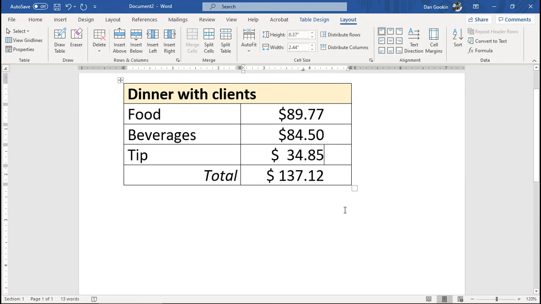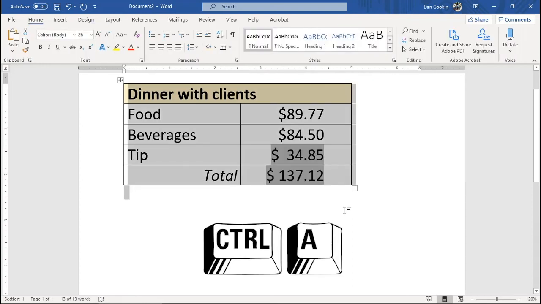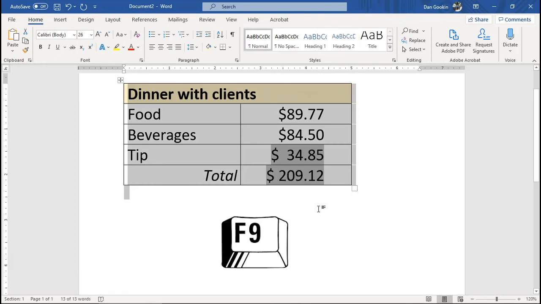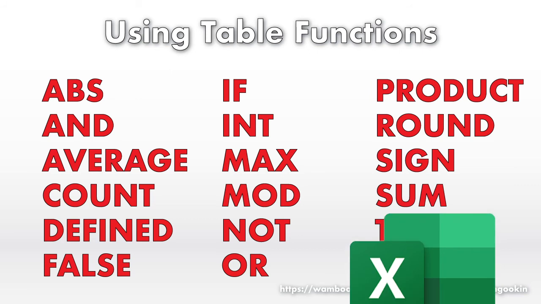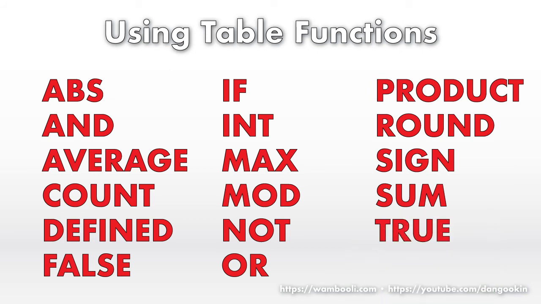Now, to update all the fields in the entire document, press Ctrl-A to select all the text, and then press the F9 key to update all the fields at once. As you can tell by the variety of commands, a lot can be done with tables in Word. Perhaps not as much as you could do in Excel, but for quick and dirty formulas, Word has you covered.